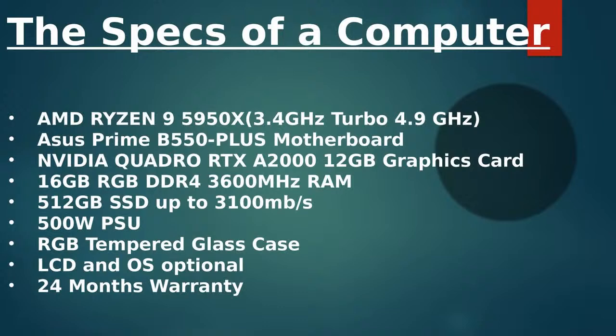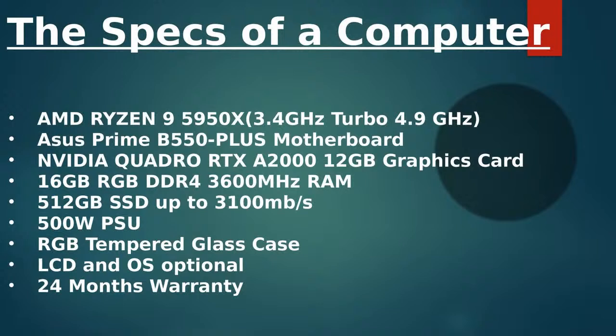Okay, so let's go through line by line. Now they ask you with this particular computer, well, you know what? We want to know, first of all, is this a desktop or a laptop? So I look at my power supply unit. I look at the fact that it says RGB tempered glass case. Now we don't have a glass case or any sort of case when it comes to your laptops. So that's already telling me this is a desktop.